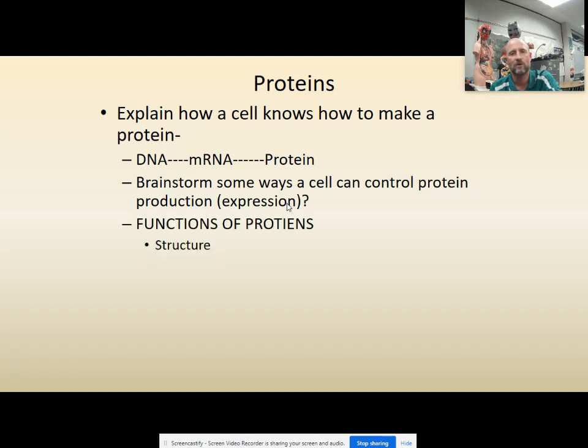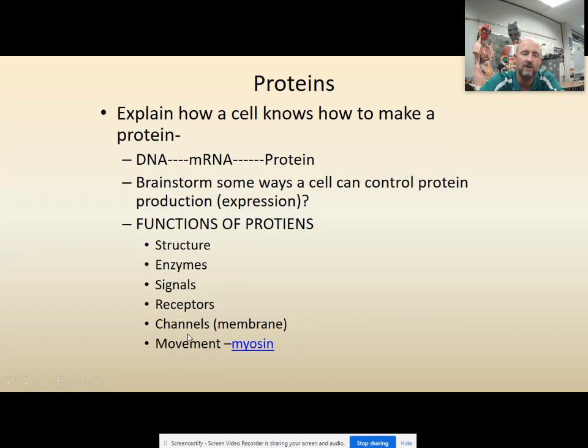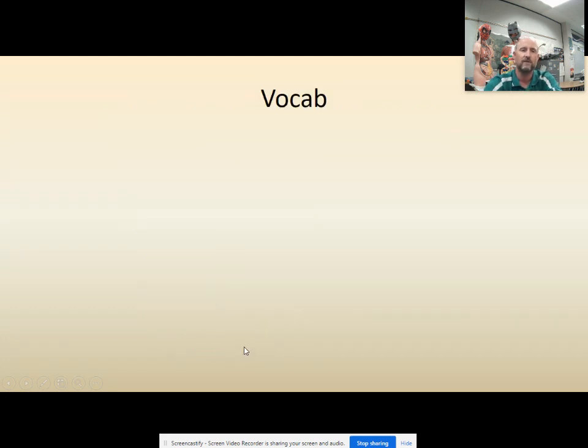So functions of proteins, we talked about them. You could be structure. Enzymes is what we're getting into today. They're my favorite. They're used for signaling from cell to cell. Receptors are part of signaling too. Channels to allow things to go in and out of the membrane. They help us move. They help us transport things.